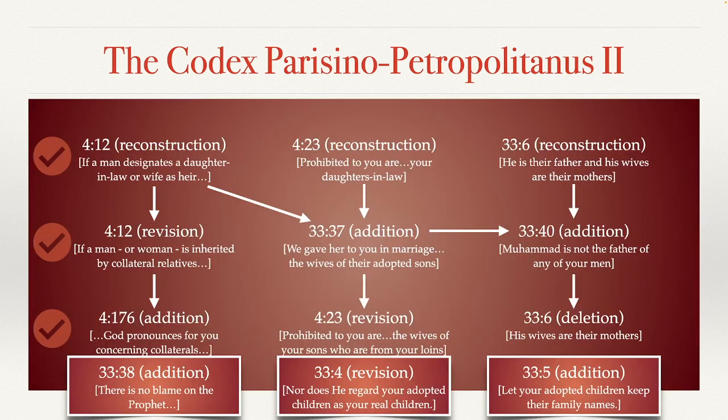Unfortunately, this is where the manuscript evidence leaves us, but let's look at what we have so far. Remember that it all started with the verse in the middle, Surah 33:37. This verse was first found in Muqtil ibn Sulaiman's tafsir, suggesting that it was a later addition. But the traditions around it also disagreed with Surah 4:23, meaning it must have been revised too.